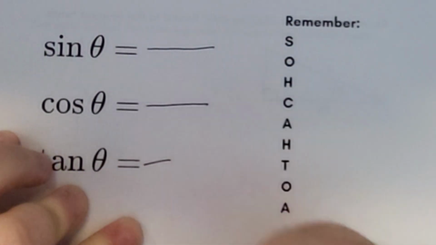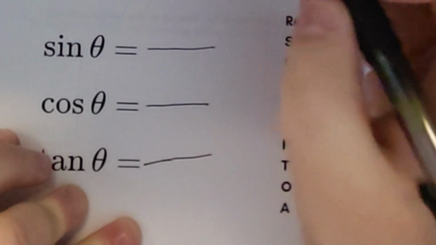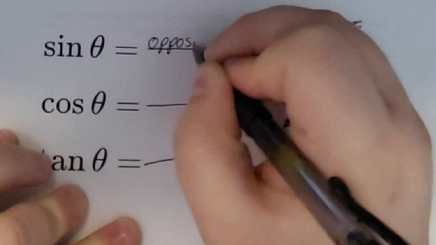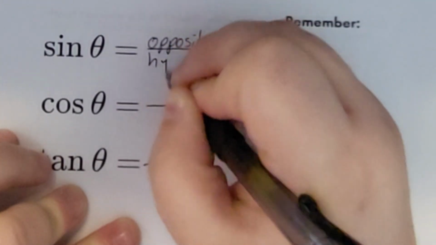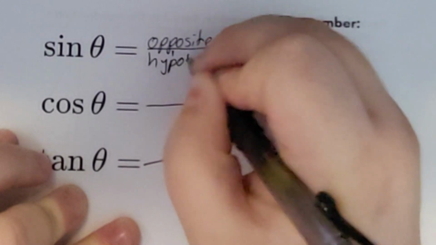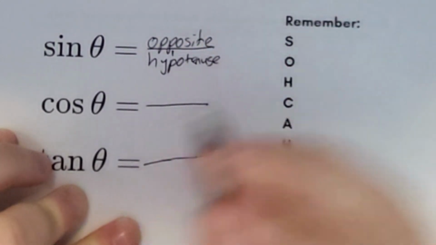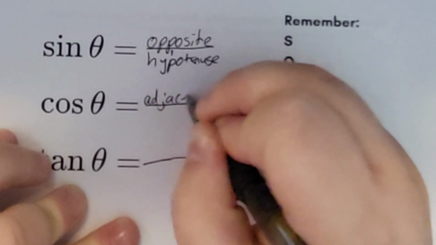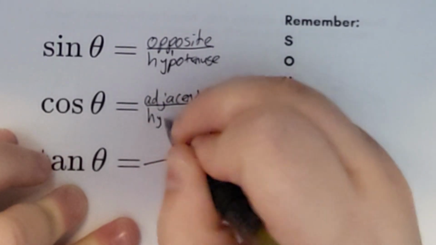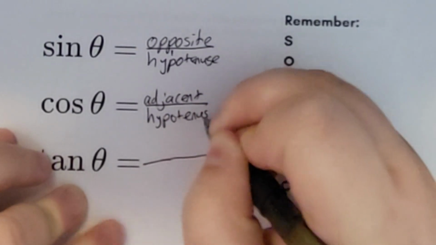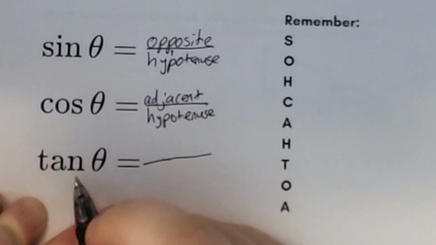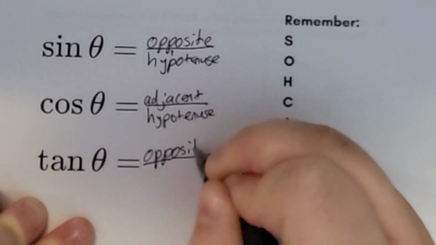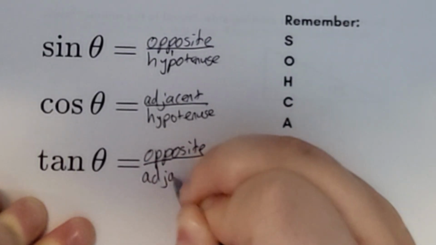Remember, each of these is a ratio of 2 sides of a right triangle. Sine is equal to the opposite side over the hypotenuse side. Cosine of your angle is equal to the adjacent side over the hypotenuse side. And lastly, tangent of our angle is equal to the opposite side over the adjacent side.